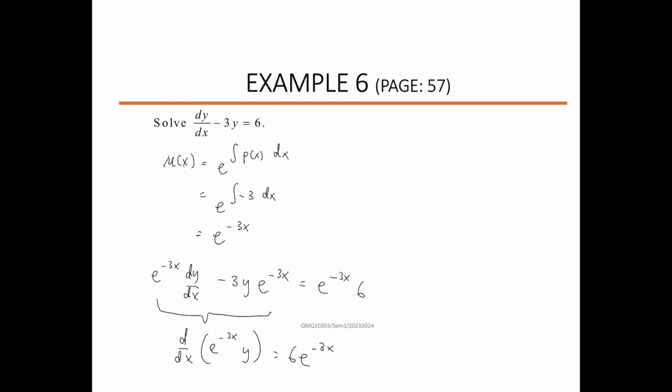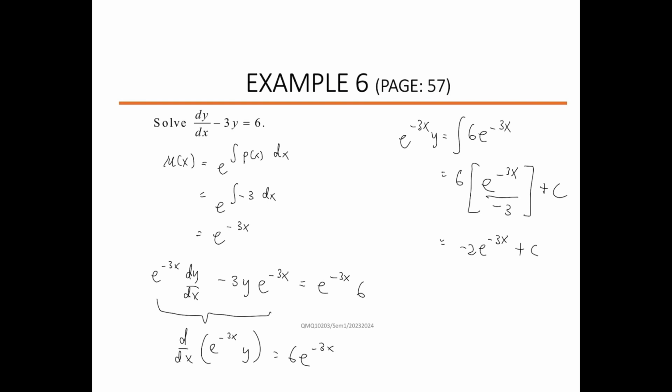And then integrate both sides. So we have exponent negative 3x y equal to the integration of 6 exponent negative 3x. Integrate exponent negative 3x, 6 outside, exponent negative 3x divided by negative 3, plus c. So we have negative 2 exponent negative 3x plus c.